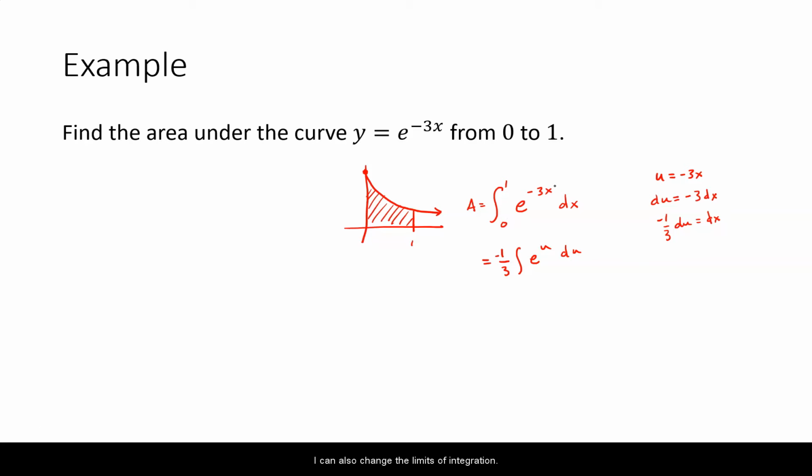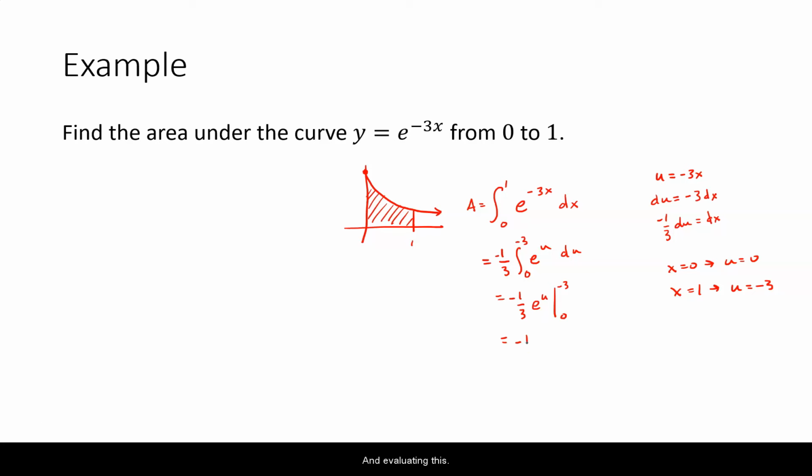I can also change the limits of integration. So for instance, when x is 0, we get u equals 0. So 3 times 0 stays 0. And when x is 1, we get u equals negative 3. So my new limits of integration will go from 0 to negative 3. Of course, the integral will now be evaluated with respect to the variable u. So we'll integrate from 0 to negative 3.